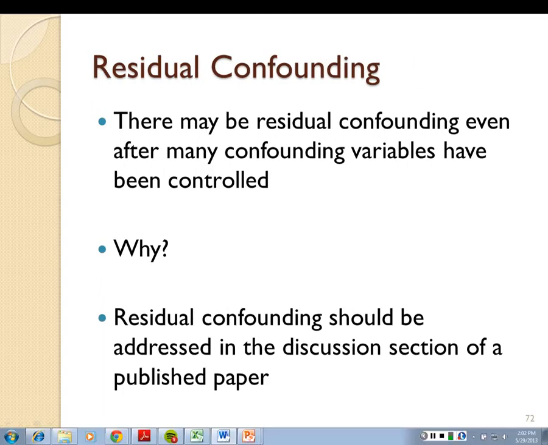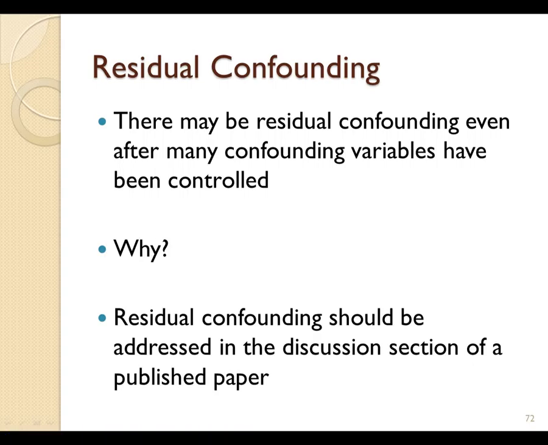Now, there may be residual or remaining confounding even after many confounding variables have been controlled. Some sources of residual confounding include confounders for which no data were collected, use of broad categories of confounder in your analysis, and inaccurate data on a particular confounder.